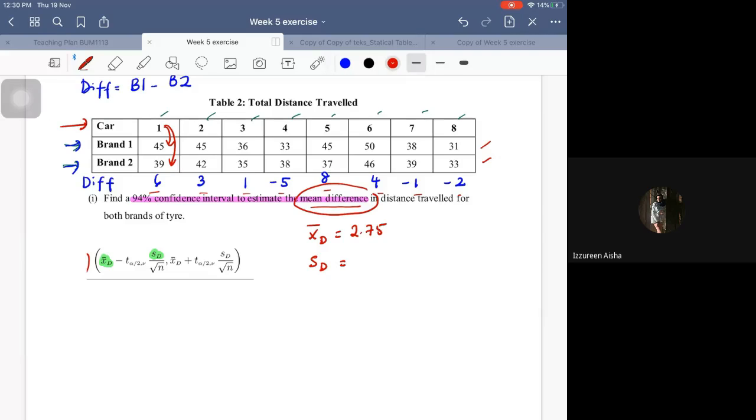You guys know how to use the calculator, right? The test is going to be next week. You should know it well. And you have 7 questions to answer in 2 hours, so you better be very quick. So you got 2.75, okay. X bar D equals 2.75. What about the standard deviation then? What about the SD value? What did you get for the SD?